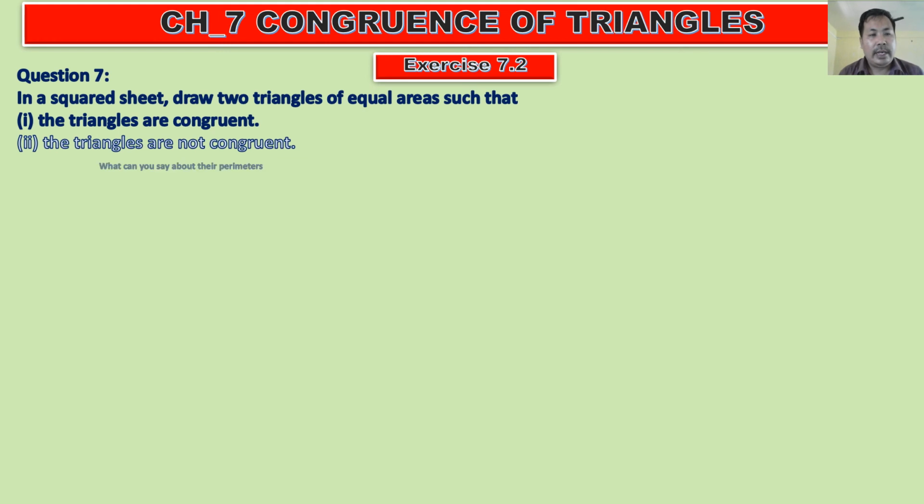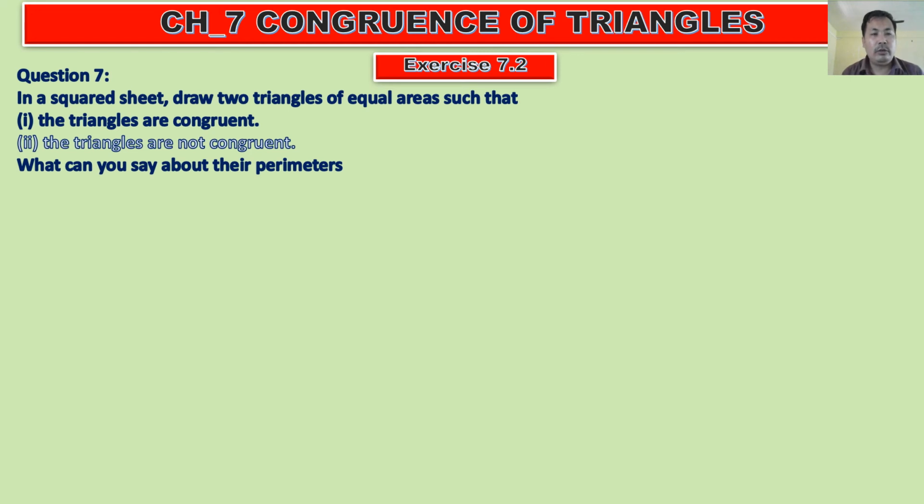So again, what we can say about the perimeters. Okay, so my dear student, about the perimeters that you have to think of yourself. I'm going to give you the two diagrams of these Roman number 1 and Roman number 2 separately in different slides. So now in this slide I will show you the solution of Roman number 1.